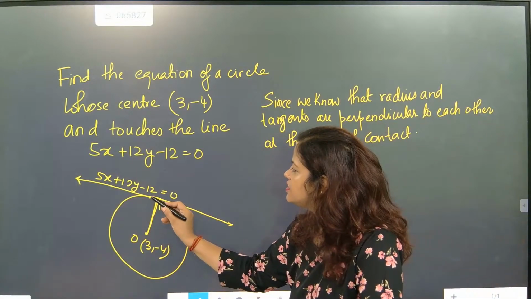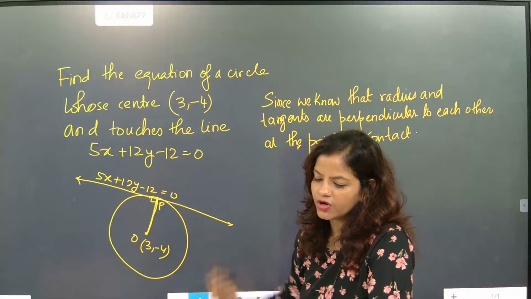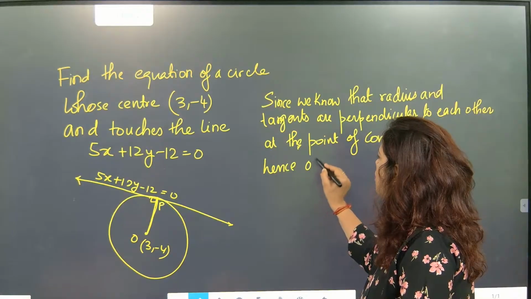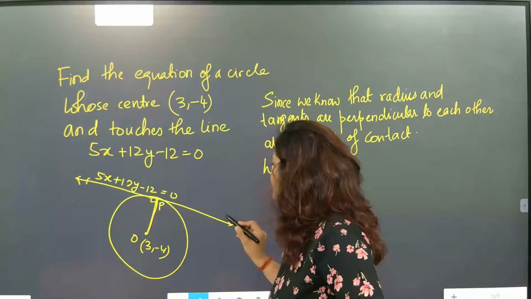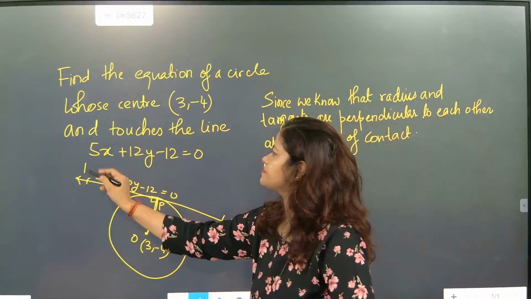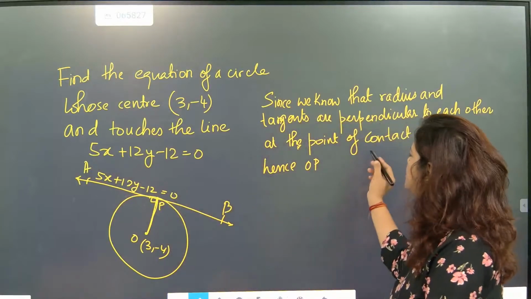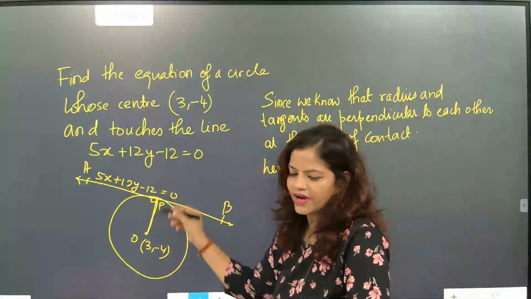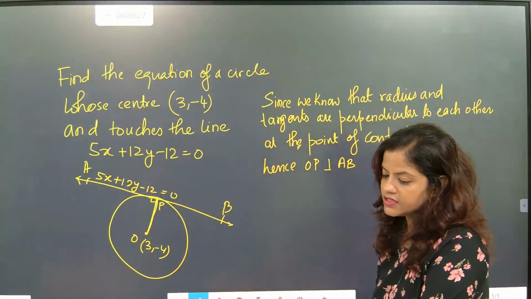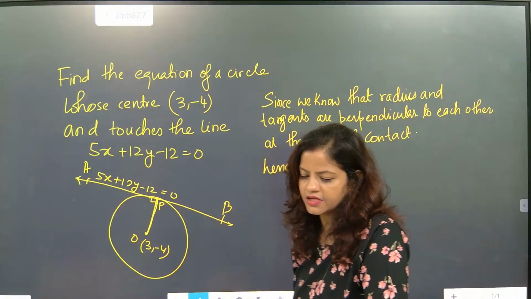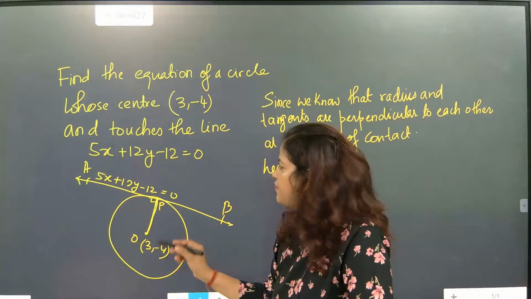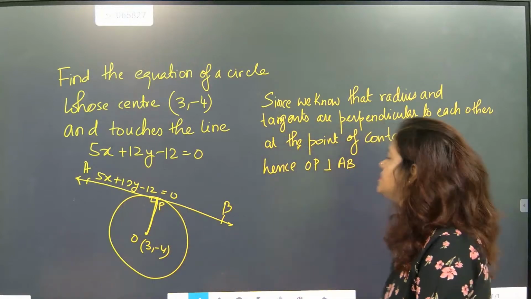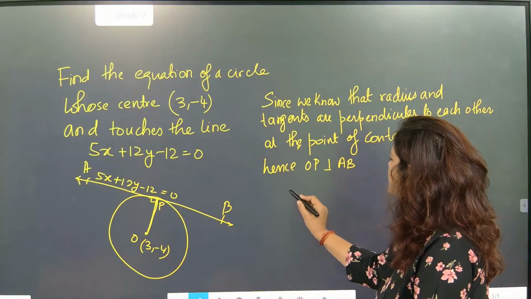So beta, this is perpendicular. That means it will become the shortest distance. So we can use distance formula. So hence OP is perpendicular to AB. So beta, our main concept is to find the distance OP. Once we get the distance OP, we will be able to get the answer because only the radius we need here. If we have center and radius, we can find the equation of the circle. So here we will use distance formula.